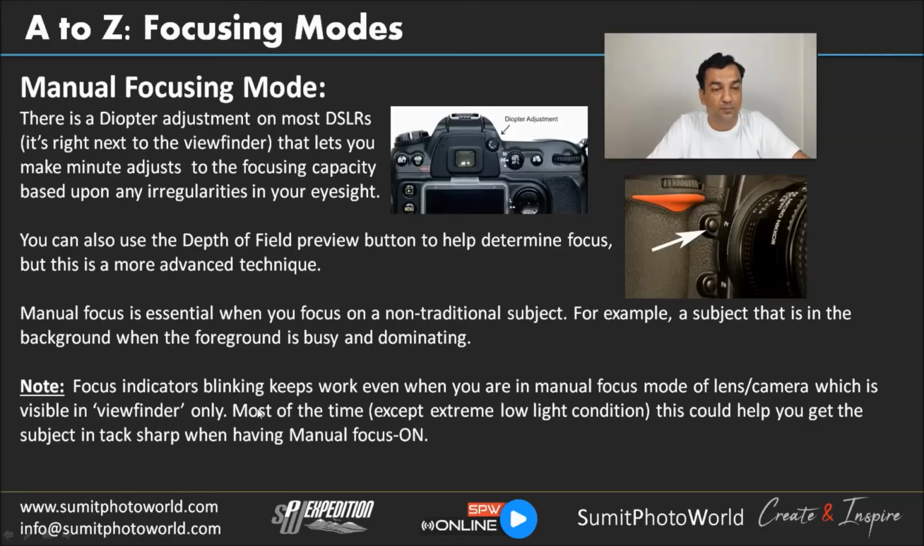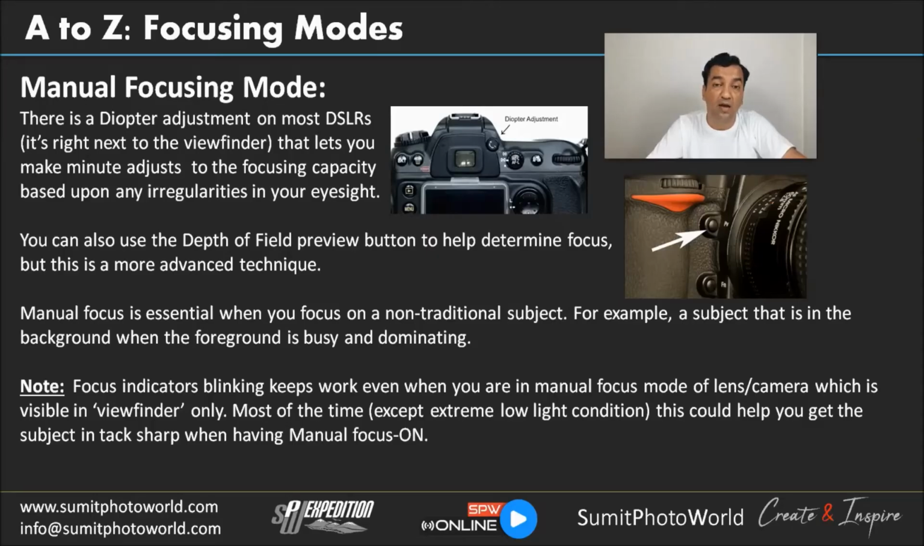Focus indicators keep working when you are in manual focus mode of the lens. You must have seen the blinking dot when you are viewing through the viewfinder. That blinking dot will stop blinking when you have the subject in focus. You can use that in viewfinders, but you have to press the shutter release button halfway to use that option. So it will not work straightforwardly. You have to adjust the focus and press the shutter release button halfway. It will not focus, but it will stop the blinking and tell you the subject is in focus.